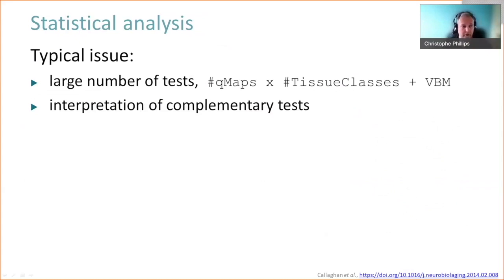First, there is the number of tests that are performed. For each quantitative map, as I mentioned, we can have different tissue classes, gray matter and white matter. So if we go for 4 maps, 2 tissue classes plus VBM, we end up performing 9 tests, which could lead to excessive false positives. And the second part is the interpretation of the results, which can be complex, even though the maps provide complementary information.